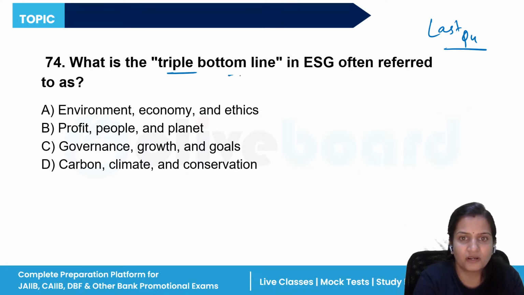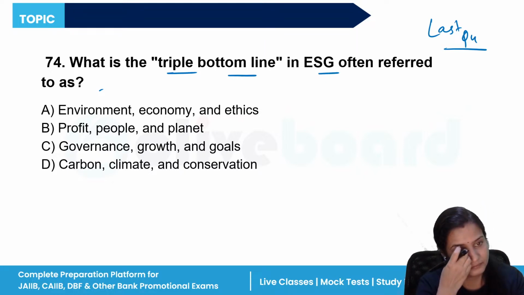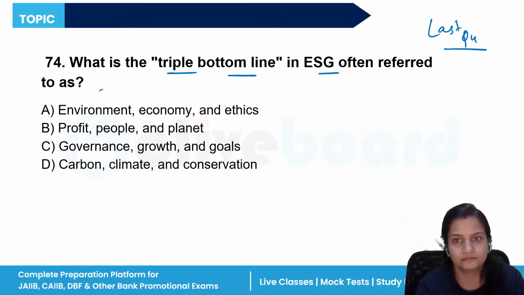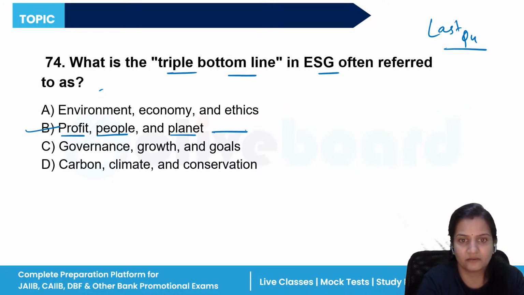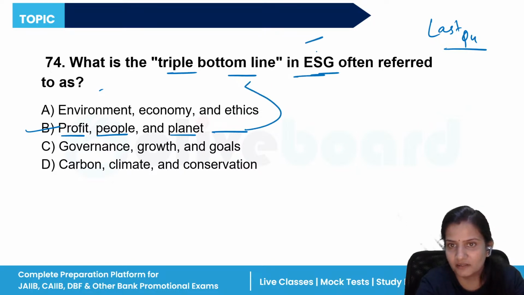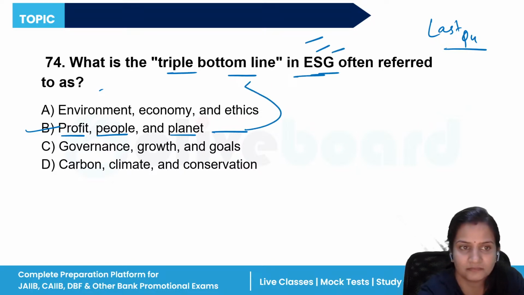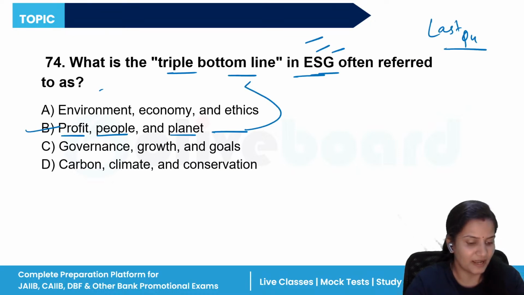Now, the last question of today. What is the triple bottom line in ESG often referred to as? Triple bottom line. That is profit, people, and planet. Okay. It is the triple bottom line in environmental, social, and governance. Done?